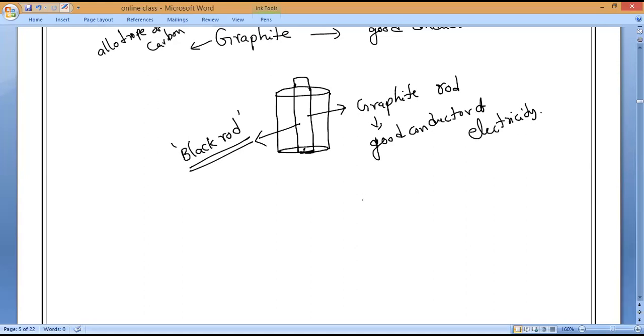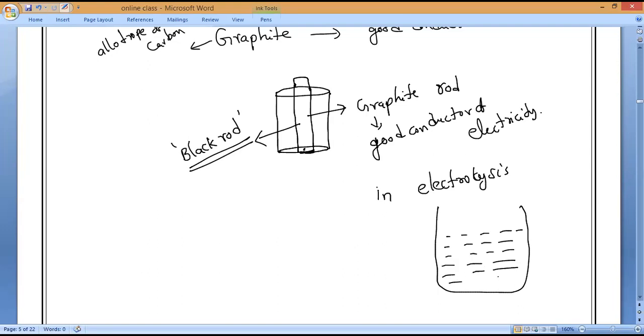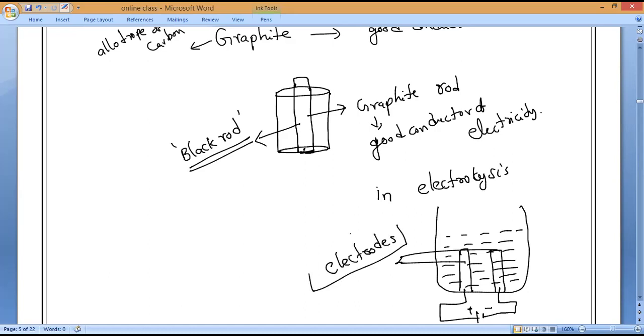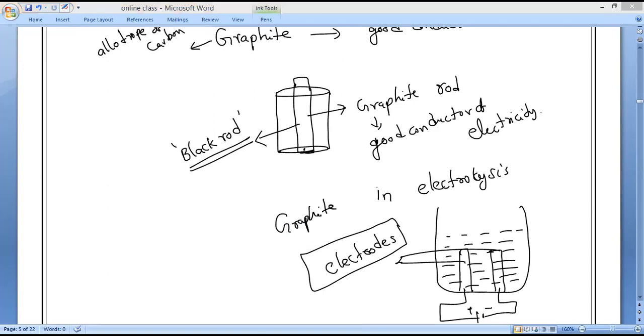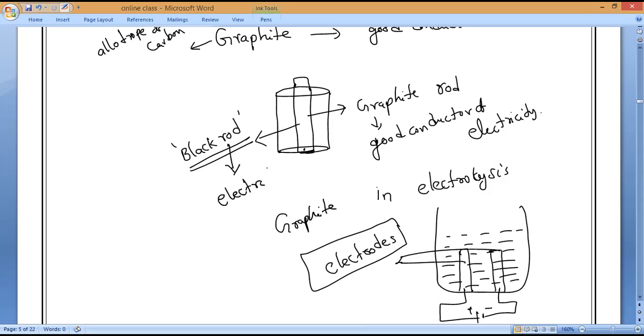Also remember, in the electrolysis process, electrolysis means passing the current to split compounds into individual substances. To take the current into the chemical substance and bring it out, we add solid substances, which we call electrodes. Graphite can be used as electrodes. Being a good conductor of electricity, graphite is used for making electrodes. This black rod is also an electrode.